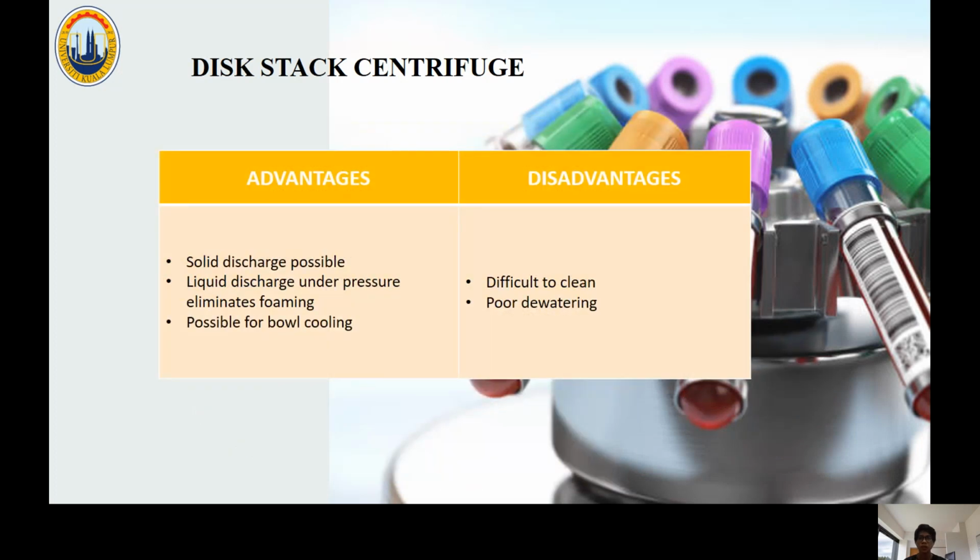These are the advantages and disadvantages of using the disc stack centrifuge. For the advantages, solid discharge is possible, liquid discharge under pressure is possible, and it is possible for bowl cooling. The disadvantages of this disc stack centrifuge are that it is difficult to clean and has poor dewatering.